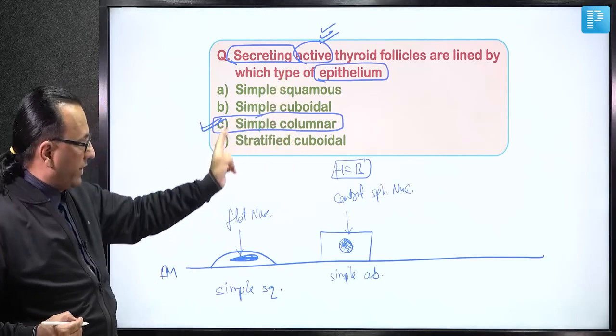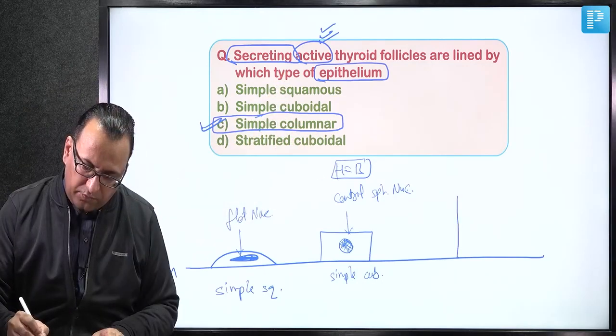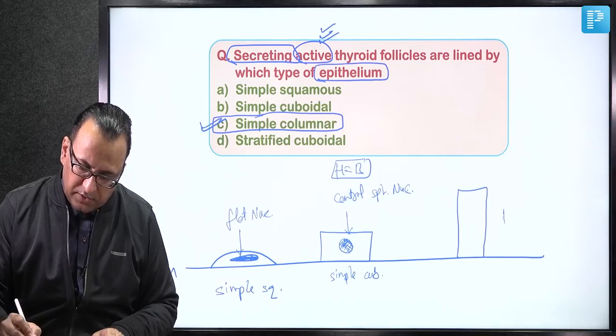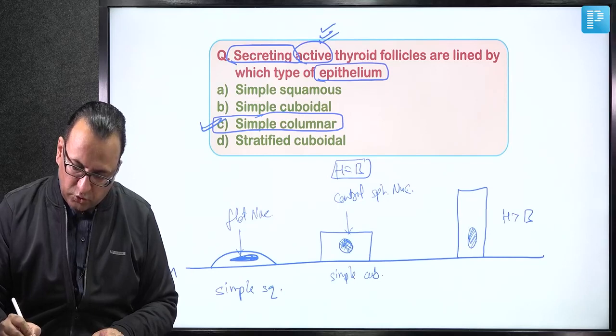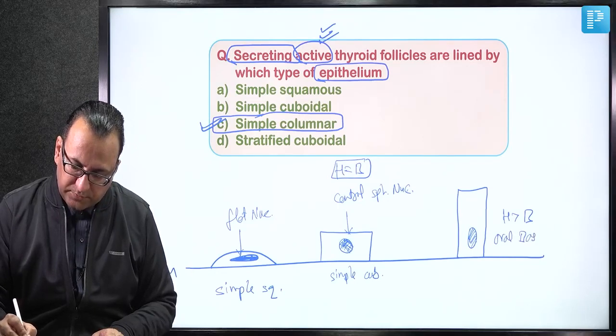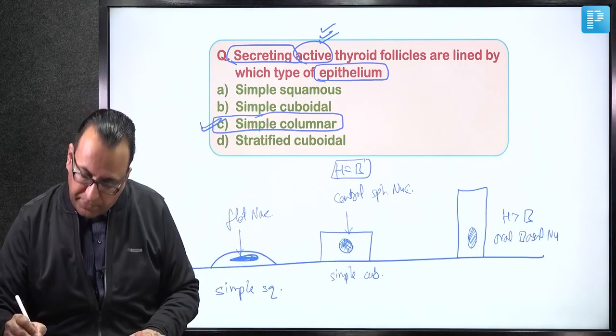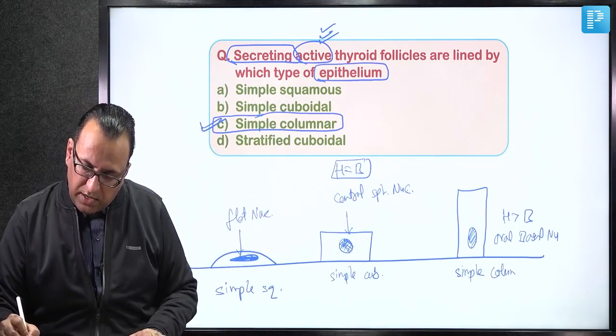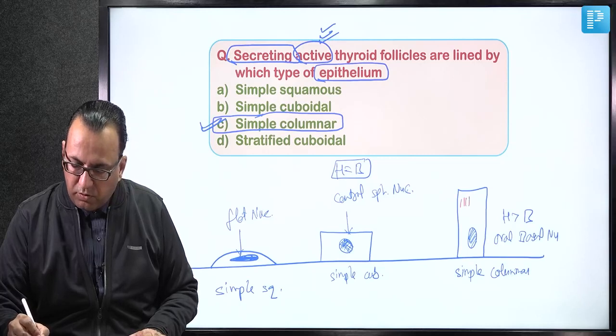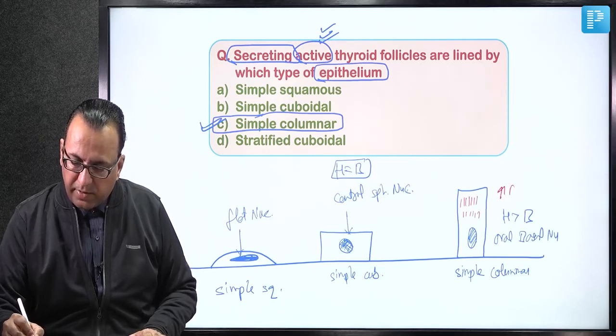And how will you identify simple columnar? Here, you will find that the height is greater than the breadth, and there's an oval basal nucleus. So, oval basal nucleus and height more than the breadth. This is a simple columnar epithelium. And why has the height become more? Because of more endoplasmic reticulum.